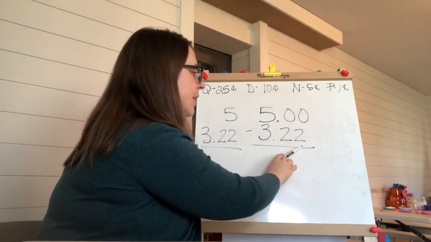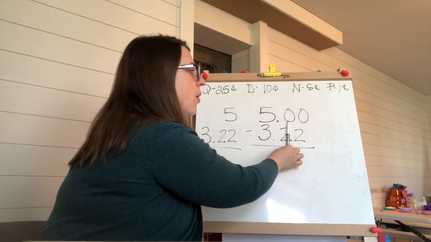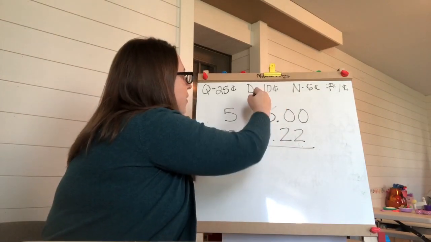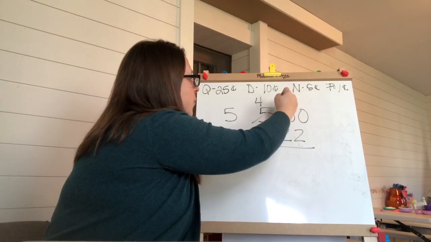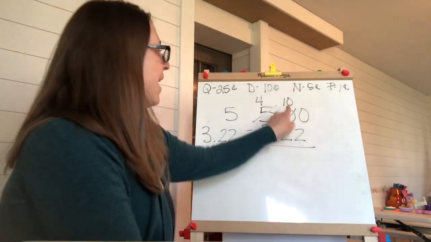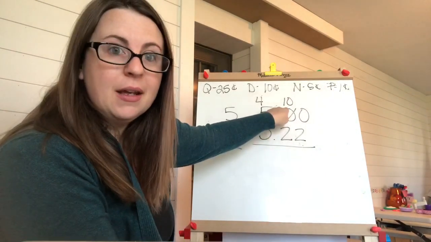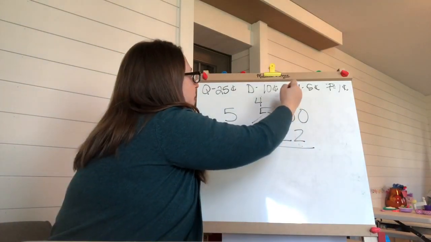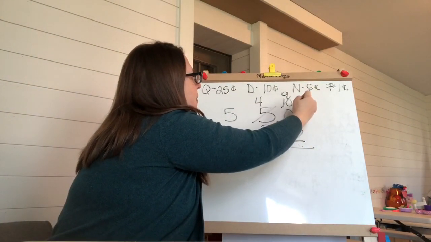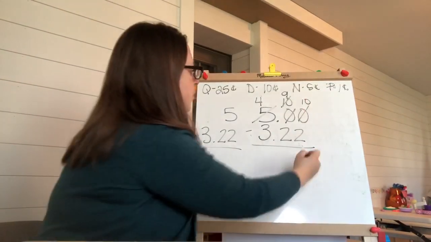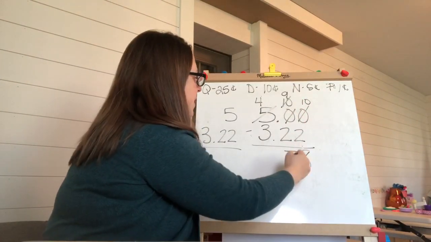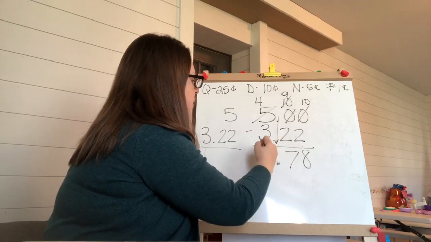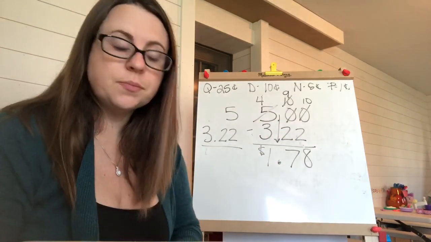I cannot do 0 minus 2. I go over here to borrow. I cannot borrow from nothing. So I go to my 5, I borrow, make it a 4. 0 becomes a 10, but I have to borrow from that 10 again in order to make this 0 a 10. So I have to borrow from him again, make it a 9, and then that can finally become a 10. 10 minus 2, 8, 9 minus 2, 7. Bring down that decimal, very important, and 4 minus 3 is $1. So I would get $1.78 in change.